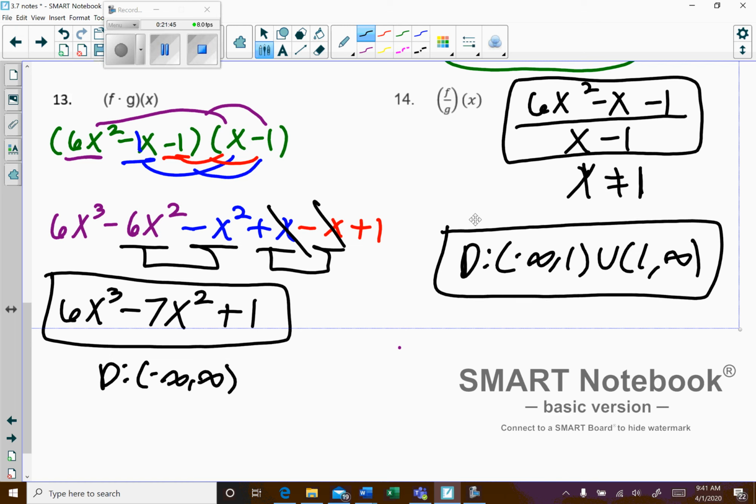Okay, so those are our combinations of functions, and we have one more page of composite functions, and I'll make a second video for that.